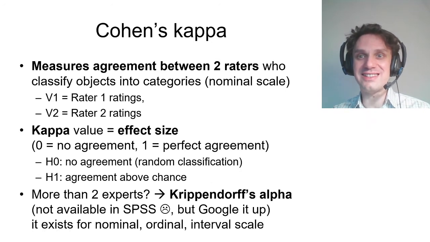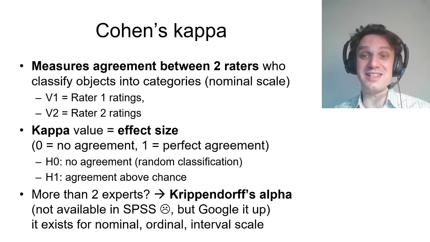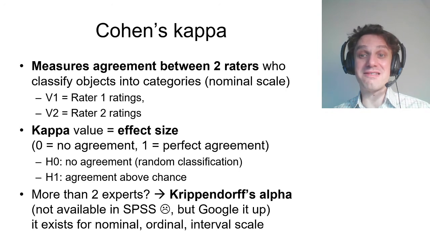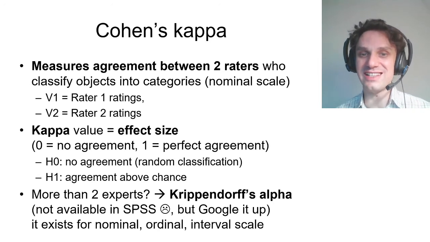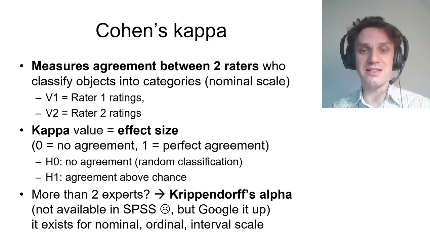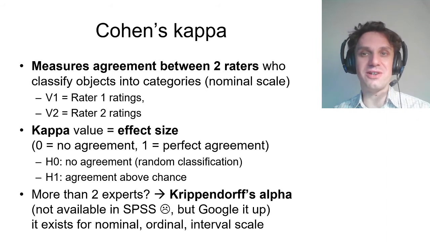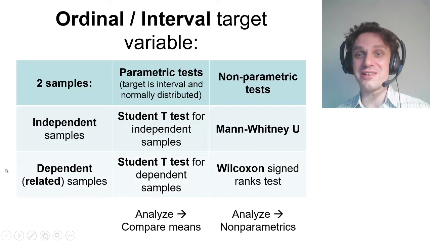If you have dependent samples for nominal scale, for example, you have 2 experts who classified objects into 5 different groups, and you might be interested in agreement between those experts. Then what you use is normally Cohen's kappa. However, Cohen's kappa is only good for 2 experts. Usually you need to have more, and there is now a much more universal statistic called Krippendorff's alpha, not available in SPSS, unfortunately. But if you need it, you can always Google it up. So this is a fairly rare situation, and I'm not going to talk about it.